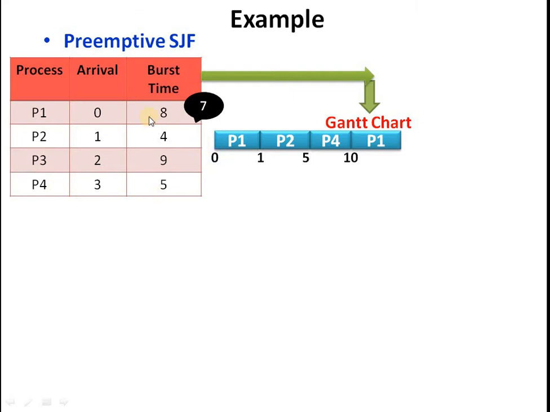After P4, P1 will execute because P1 now has a 7 millisecond burst time, and it is the smallest as compared to P3. So P1 will get executed first. So 10 plus 7 is 17. And after that, last, P3 is executed. It has a total burst time of 9. So 17 plus 9 is a total of 26. This is the Gantt chart of preemptive SJF for this example.